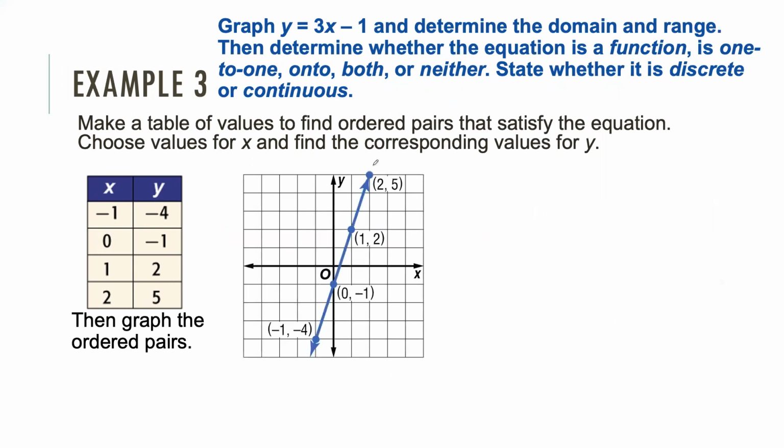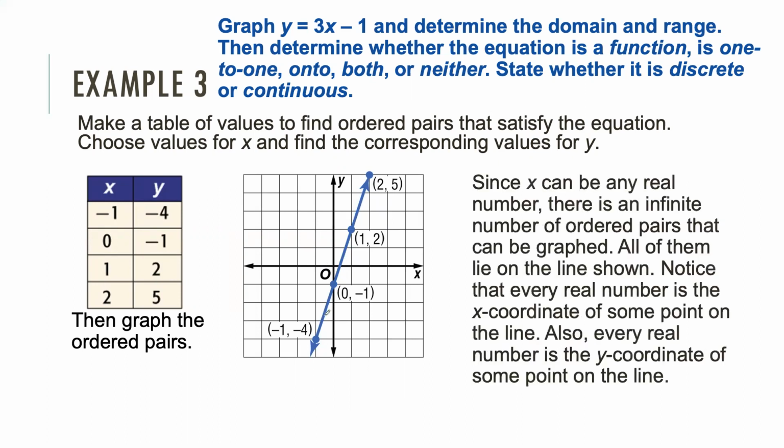Because they give us an equation, I can ask, what about 0.5? I would be able to plot that point. What if I wanted to plot -0.5? I'd be able to plot a point. So we are going to connect our dots by drawing a line. Since x can be any real number, there's an infinite number of ordered pairs that can be graphed. On the line shown, notice that every real number is the x coordinate of some point on the line. Also, every real number is the y coordinate of some point on the line.